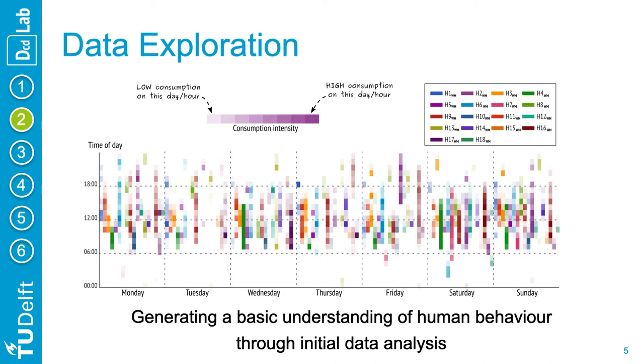For each household, we mapped overall the washing machine consumption. This chart shows an example of such a map across the week and the time of the day. Each color represents the washing machine consumption of one of the 18 households. To our surprise, most of the washing machine cycles were run during the day when the sun is shining. No problem at all.